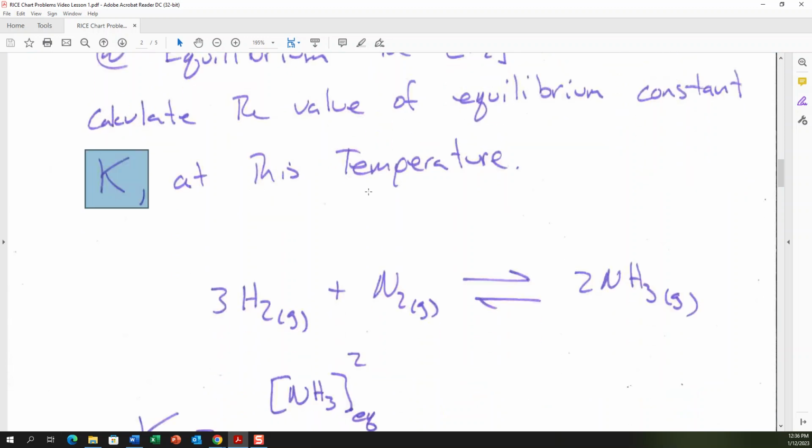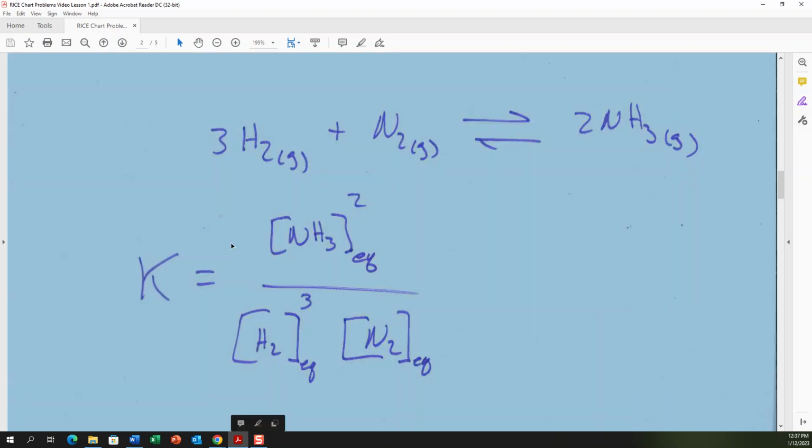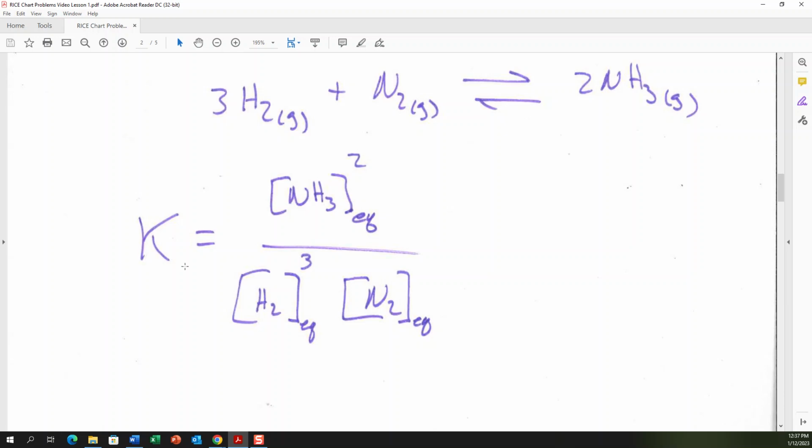So let's understand what we're trying to do, right? Here's our reaction. We've got 3 hydrogens plus a nitrogen yield 2 ammonias, okay? The equilibrium constant is equal to the equilibrium expression of the reaction, and we get the equilibrium expression by doing products over reactants, coefficients become exponents, don't use solids, don't use liquids. These are all gases, so we're going to use everything. So we would do the concentration of ammonia squared over the concentration of hydrogen cubed times the concentration of nitrogen.